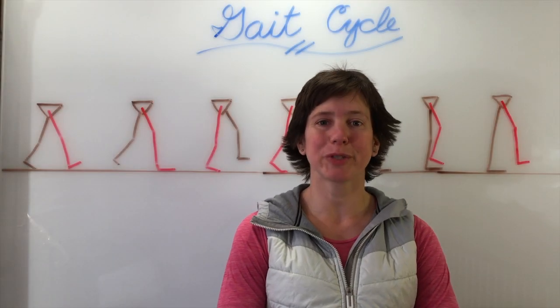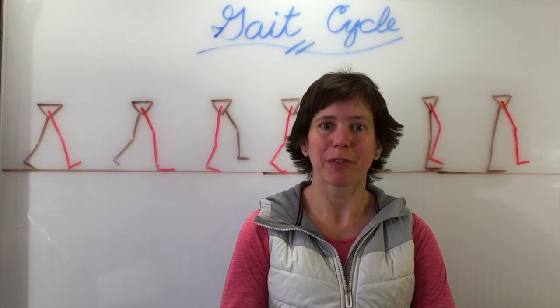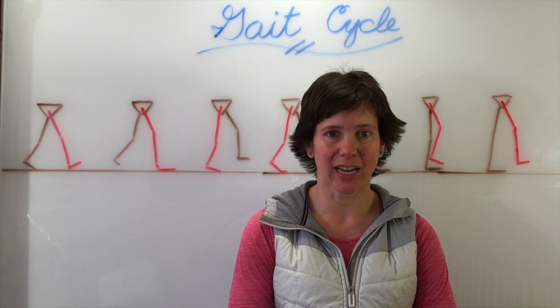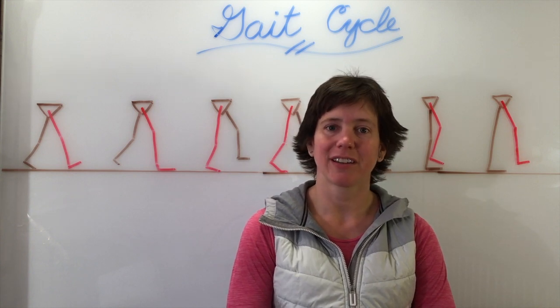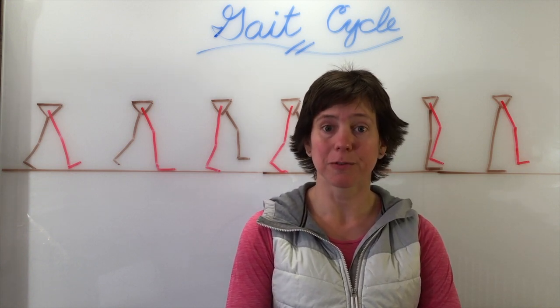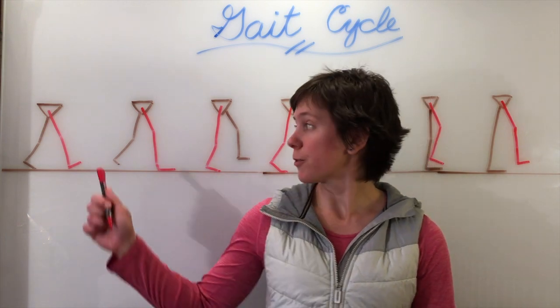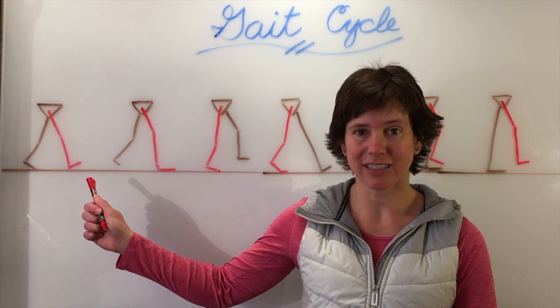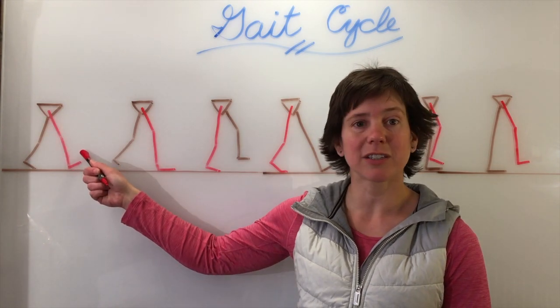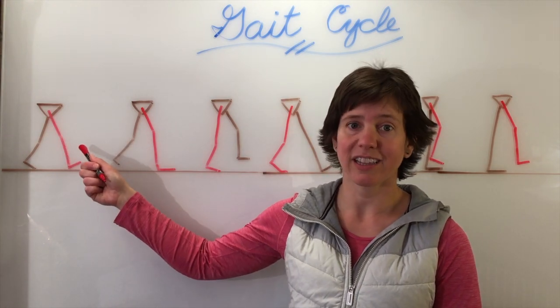Today we are going to explain the gait cycle. There are 7 major events that happen during the gait cycle. These events will help define the different phases of the gait cycle. So let's review these events first. First, we'll have initial contact of the foot that we're focusing on today, which is the leg in red.